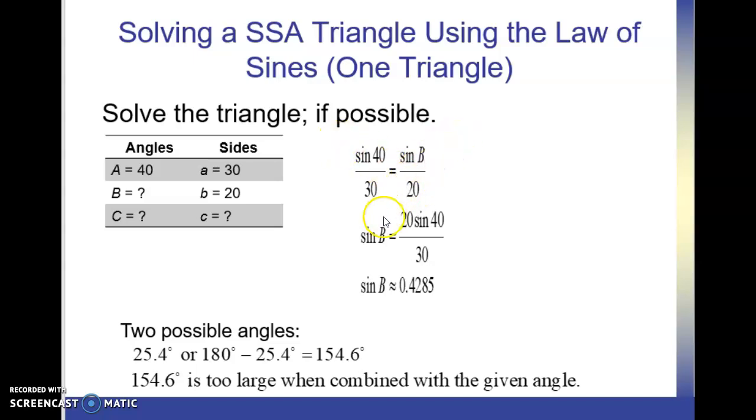Cross multiplying and dividing, we find that the sine of B is approximately equal to 0.4285 when rounded. If we take the inverse sine, we know that there are two angles that have this sine value: 25.4 degrees, or 180 degrees minus 25.4 degrees. In other words, 154.6 degrees also has this sine. So we have two angles.